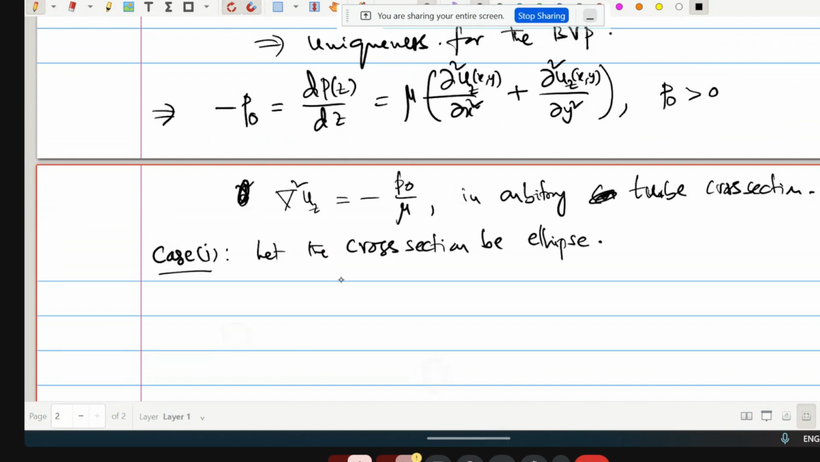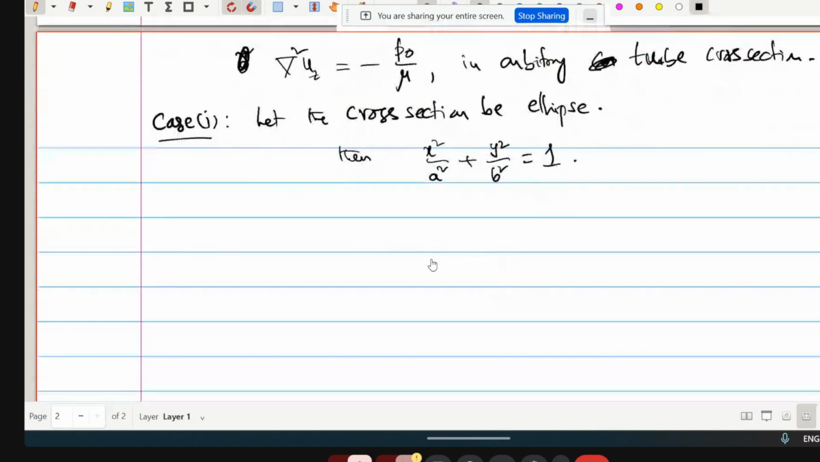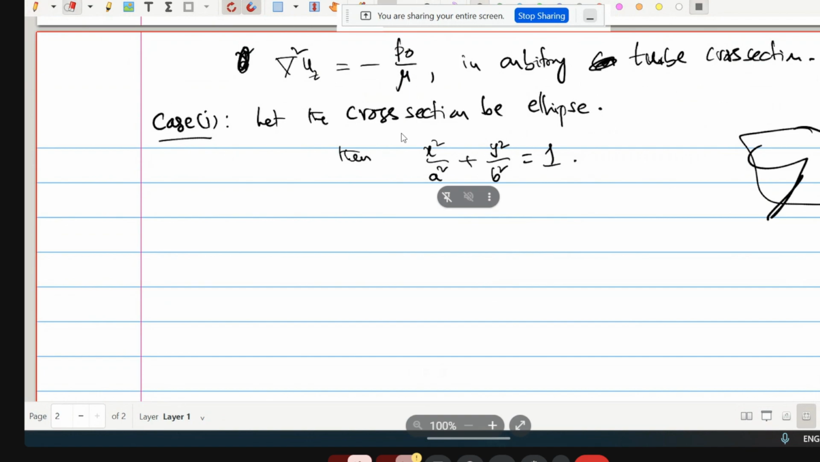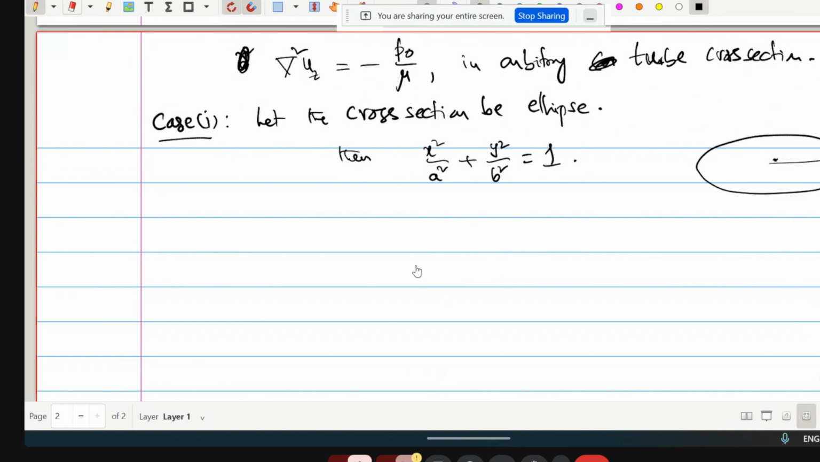So what is the cross section? x square by a square plus y square by b square equal to 1, isn't it? That is the ellipse, right? So your arbitrary cross section becomes an ellipse. This is your a, b, whatever you say, doesn't matter. This is your ellipse, this is your omega, and the ellipse is basically dou omega.